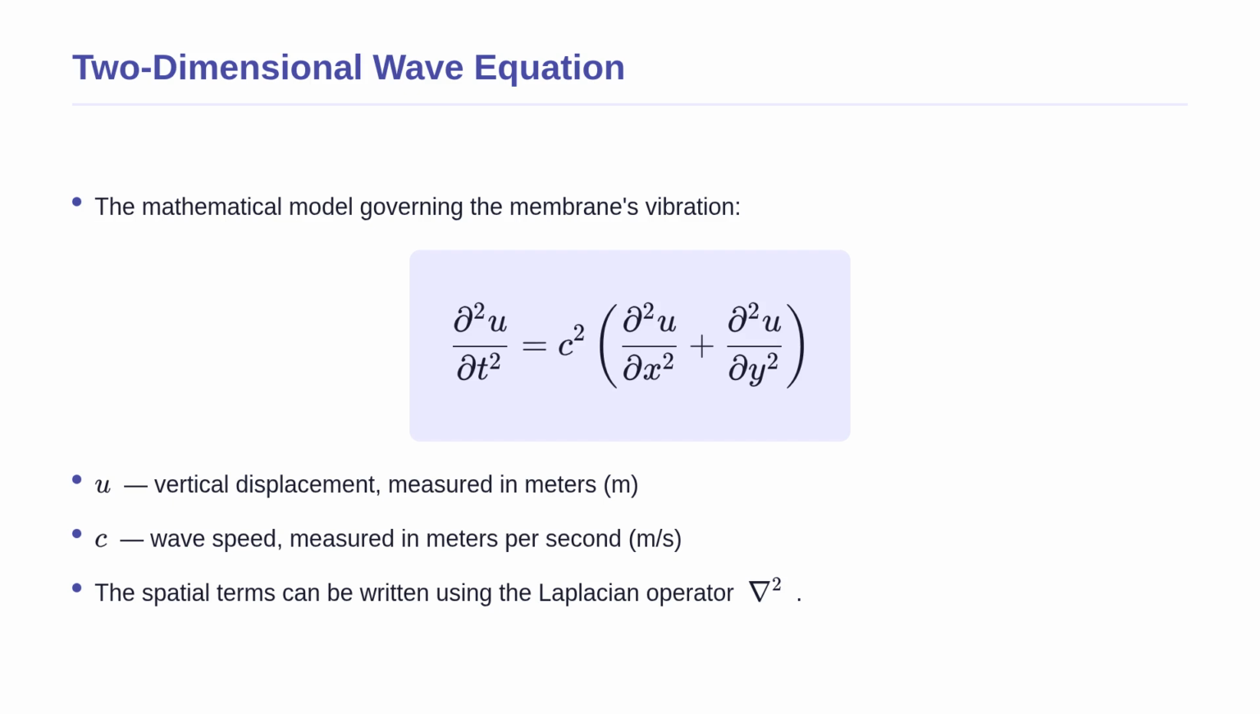The function u represents the vertical displacement. The constant c squared represents the ratio of tension to mass density, which determines the wave speed. The upside-down triangle squared is the Laplacian operator, representing the total spatial curvature in both the x and y directions. If the tension increases, the wave speed increases.